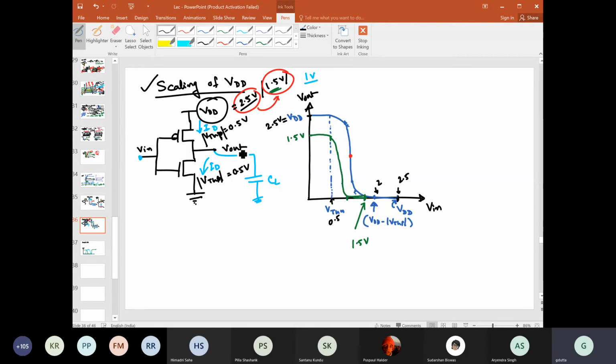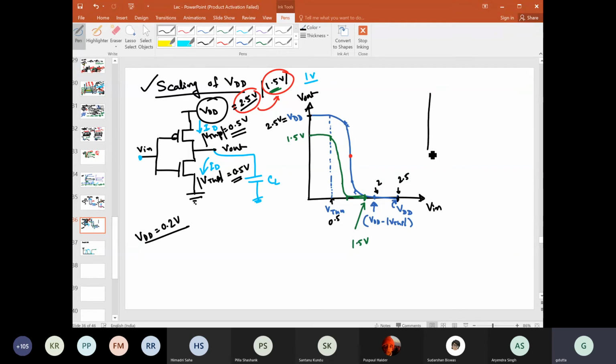Now what will happen if the threshold voltages of these MOSFETs are fixed at 0.5, but the supply voltage, suppose you have reduced this supply voltage VDD from 2.5 to only 0.2 volt? Then what will happen? Will you get inverter action in that case? The answer is yes, you will still get inverter action.